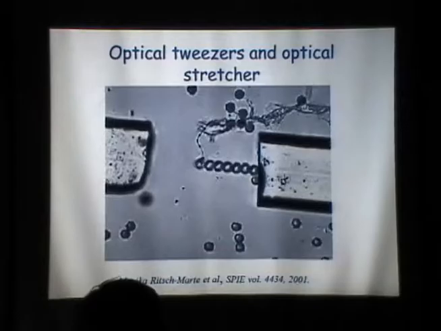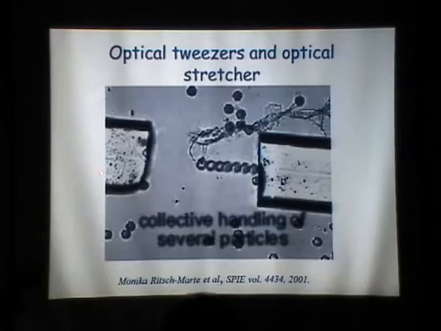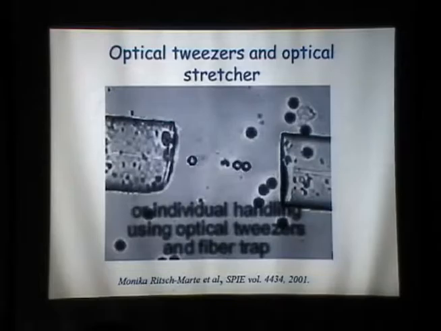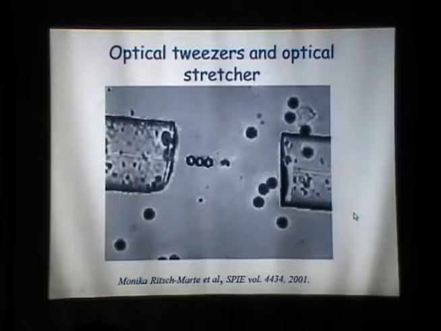And now, by changing the force between these two fibers, we can make the particles move around. And then you can separate them and have a quite well-defined separation between them. So that's another thing now. I don't know what happened there.